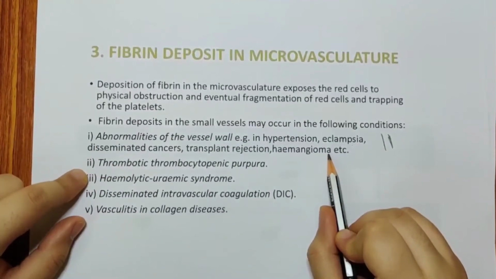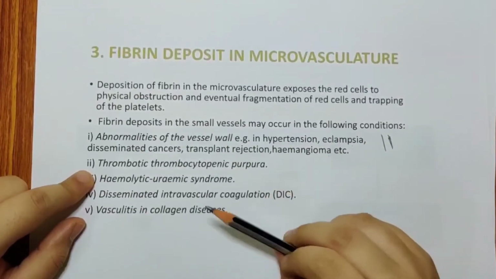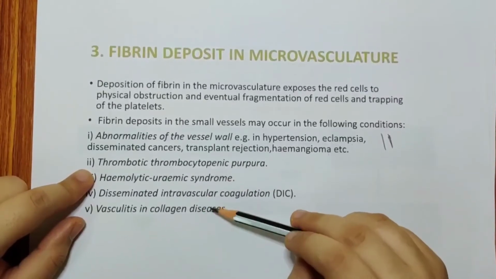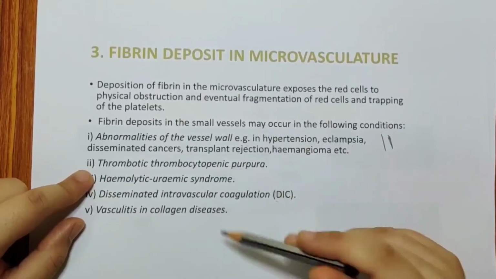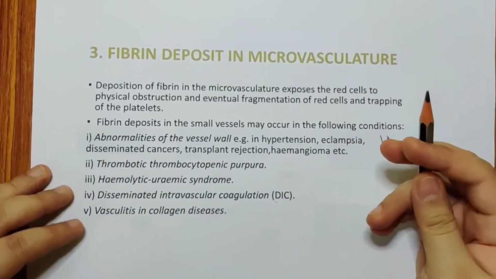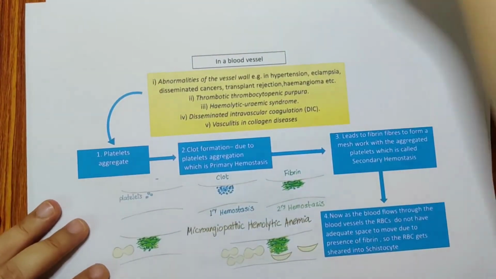Another point you can also see is in thrombotic thrombocytopenic purpura, in hemolytic uremic syndrome, in disseminated intravascular coagulation, and vasculitis and collagen diseases. In these, the common mechanism that takes place is this.